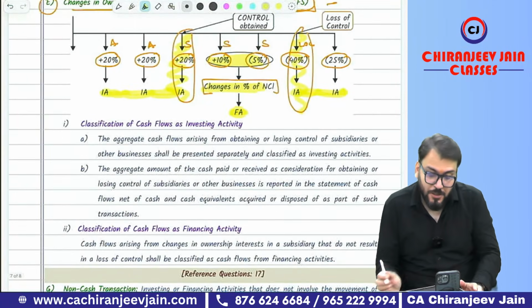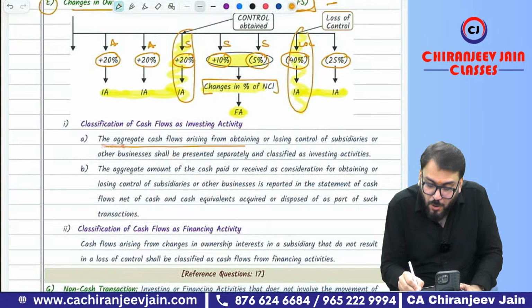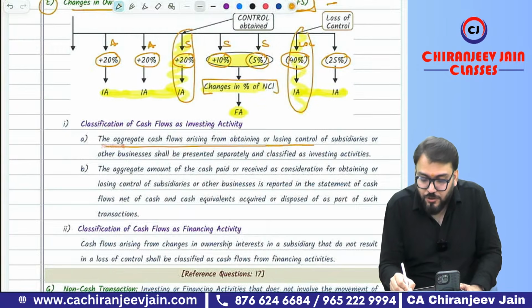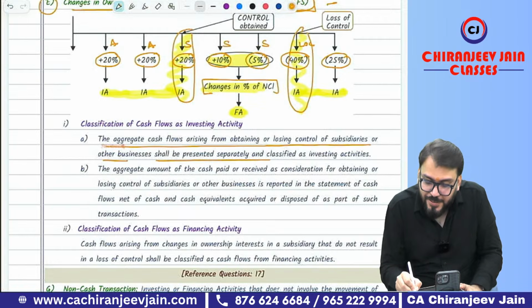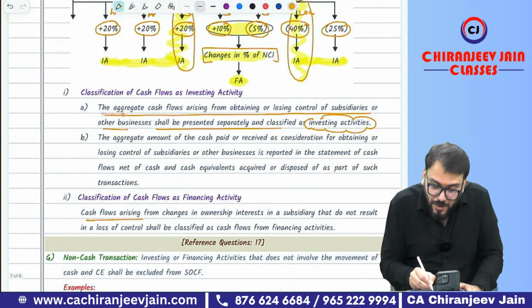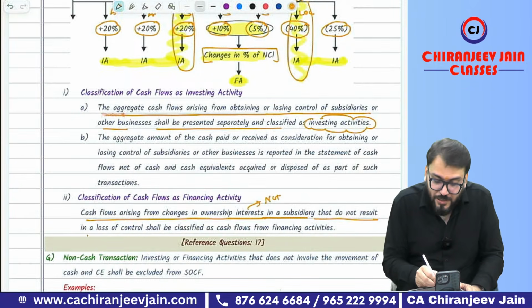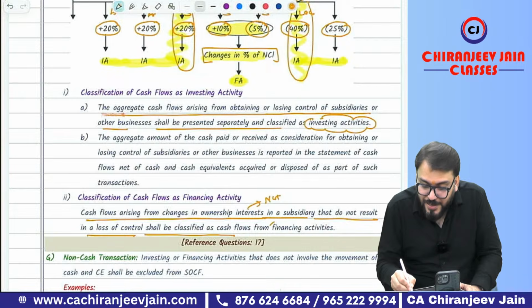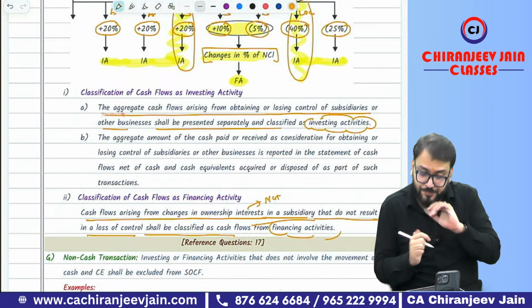Have you understood this? So what do they want to say? The aggregate cash flow arising from obtaining or losing control of subsidiaries or other businesses shall be presented separately and classified as investing activities. And cash flow arising from changes in ownership interest, meaning changes in NCI in a subsidiary that do not result in a loss of control, shall be classified as financing activities.